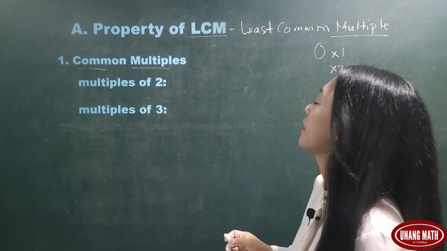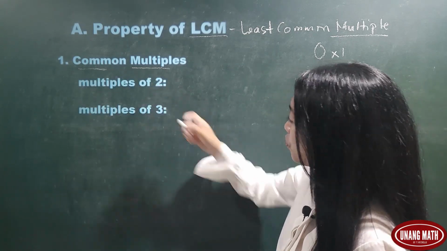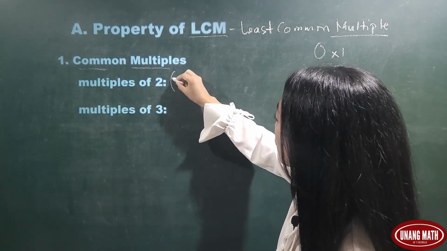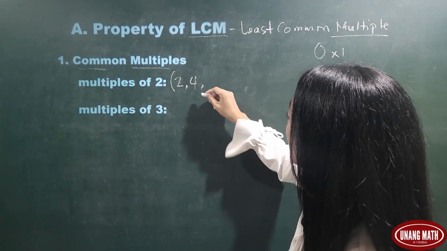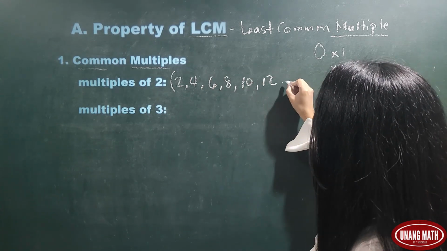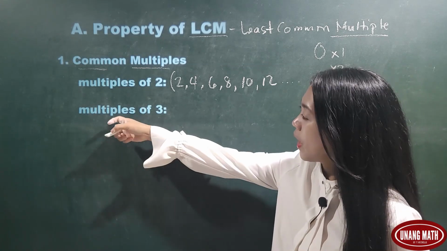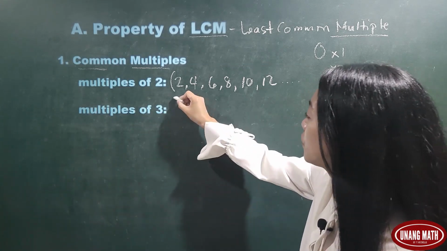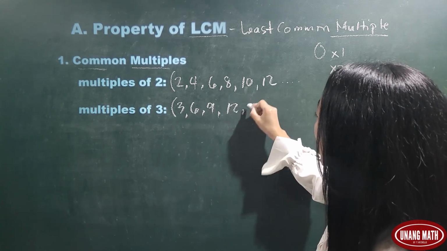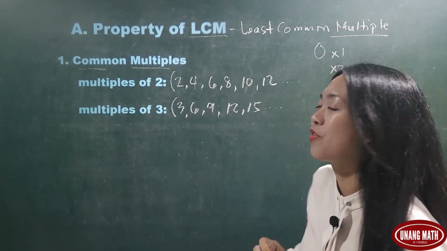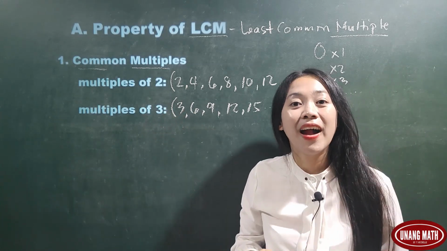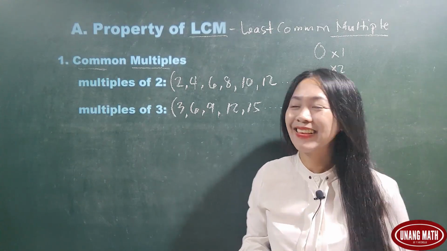Let's give an example. What are the multiples of 2 and 3? Let's start with multiples of 2. So 2 times 1 is 2, times 2 is 4, next is 6, 8, 10, 12, and so on and so forth. How about multiples of 3? So 3 times 1 is 3, times 2 is 6, 9, 12, 15, and so on and so forth. Remember, multiples of a number are endless or infinite.